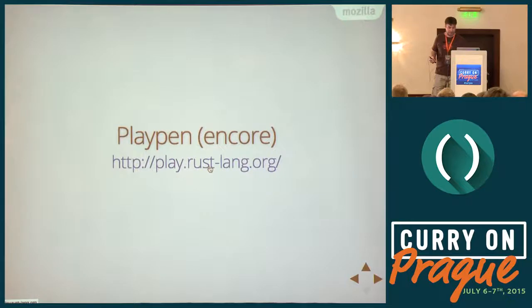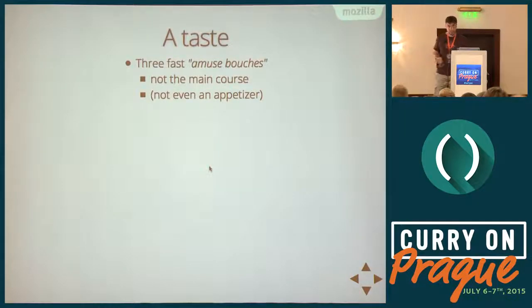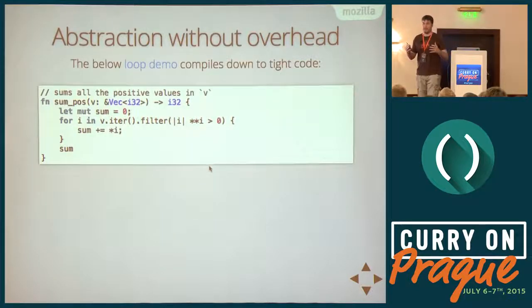Every piece of code that I have on these slides has links to the playpen. So we're going to see some demos to get you all geared up. These are like three little tasty tidbits. So the first thing, zero cost abstraction. We heard Bjarne say that over and over again.